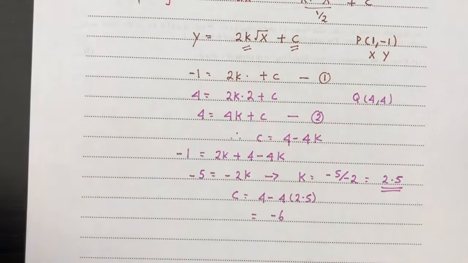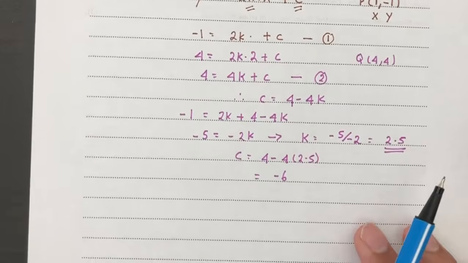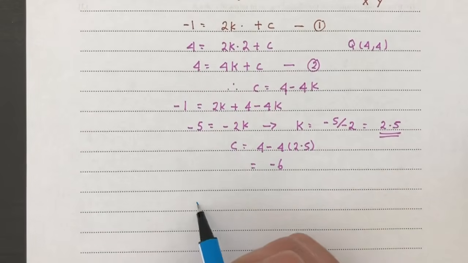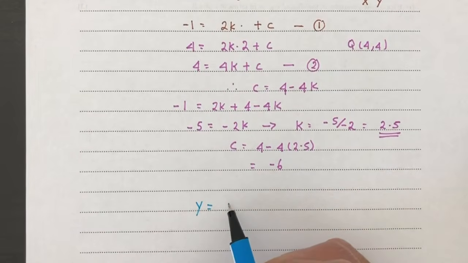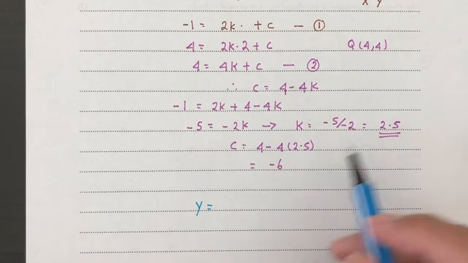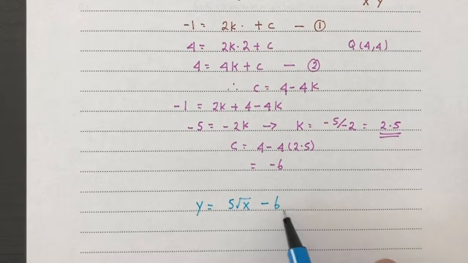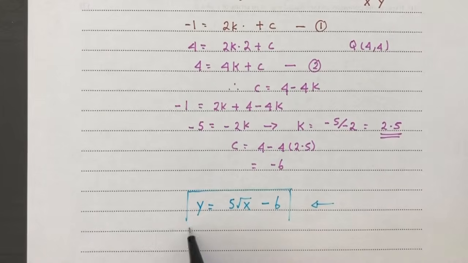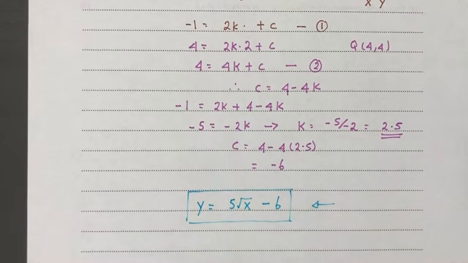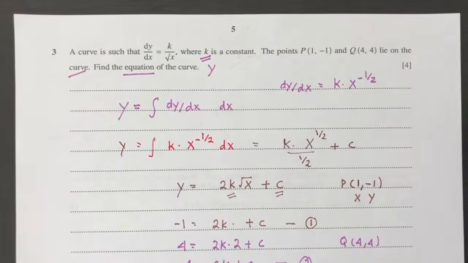Okay, so now we have the equation of the curve because we have both the values of k and c. So y will be equal to 2k, k is this one, 2 times k will be 5, root x - 6. And this will be the equation of your curve. And this is question number 3.